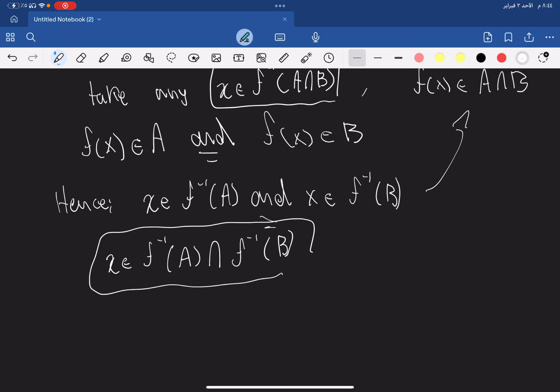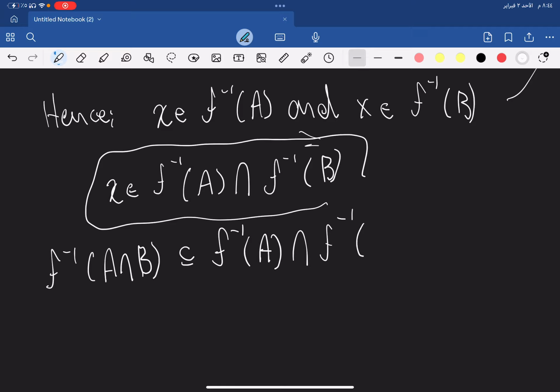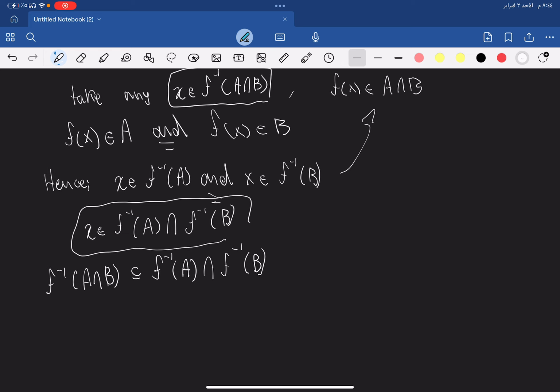So hence, F inverse A union B is a subset of F inverse A union F inverse B. It's pretty basic. So let's go back to the other side.